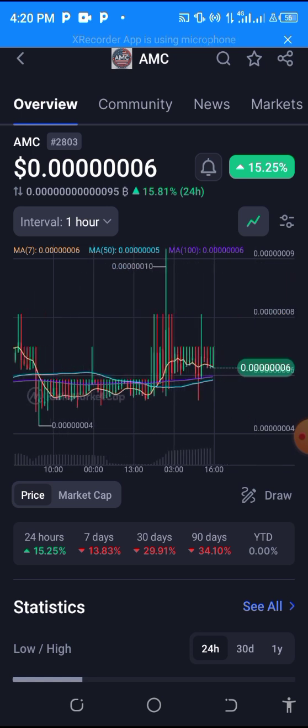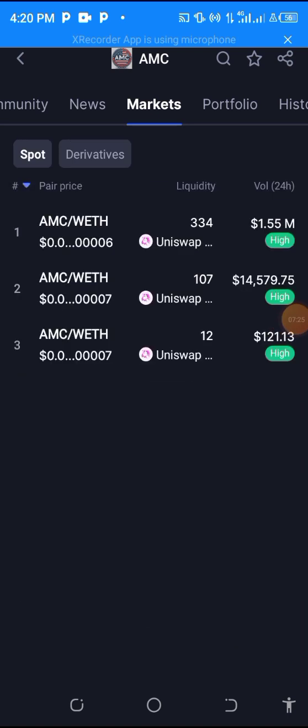How do you trade this? How do you buy these coins? All you have to do is scroll over to the markets. Make sure you do your research on these coins first before you purchase them. You check the pair price, the liquidity, and the 24 hours volume. As you can see, this is the pair this cryptocurrency is trading on. This is AMCWETH.